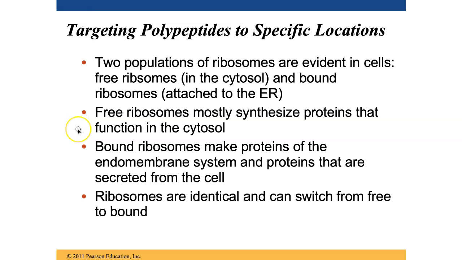The free ribosomes are mostly involved with synthesizing proteins that function within the cytosol, whereas the ones that are bound to the ER make up proteins of the endomembrane system and proteins that are going to be secreted, which means sent out of the cell. And ribosomes are identical whether they're free or bound, so they can switch from being free to bound.